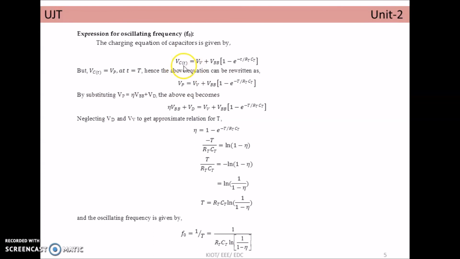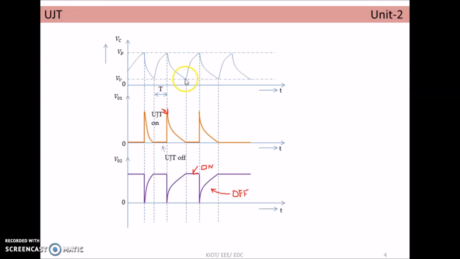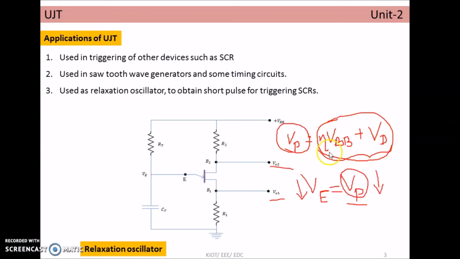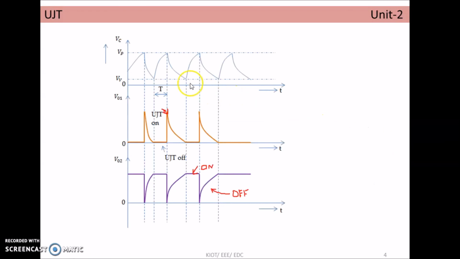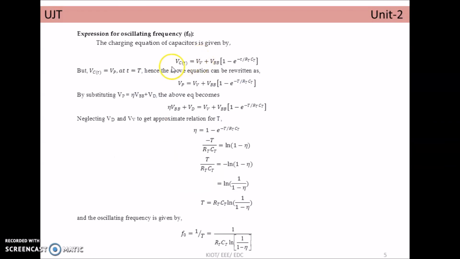So this is Vc of t, the voltage across the capacitor. It is equivalent to the valley point voltage, because the capacitor starts charging from this voltage only. So this is the base voltage plus the charging voltage. How long is it charging? Till it reaches the peak point. So this is the peak point voltage. Initially the capacitor starts from the valley point till it reaches the peak point; this has to get charged.